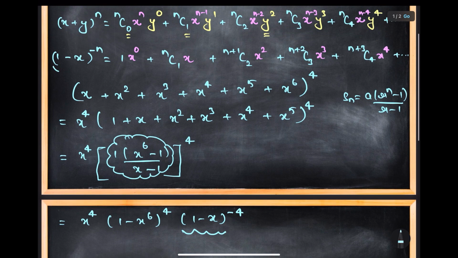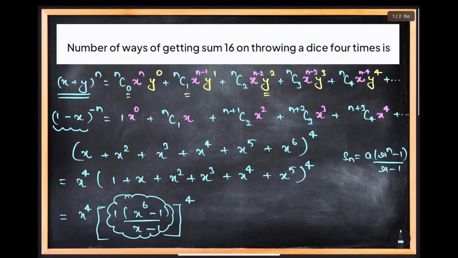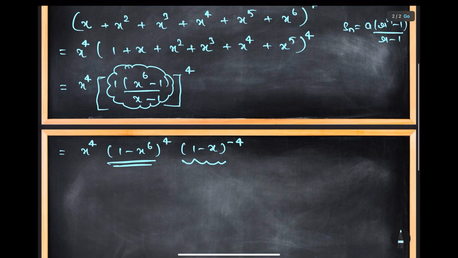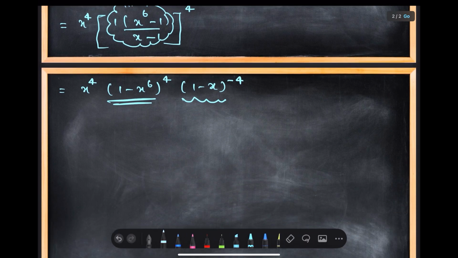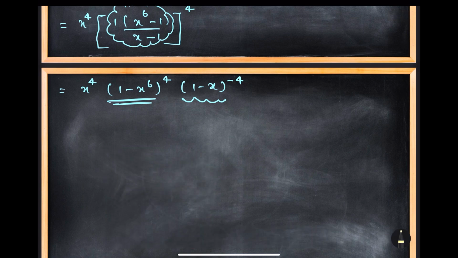This person is looking like this, and this person is looking like this. So now we can find out the answer. The idea is we have to find the sum to be 16. So what we will do is find the coefficient of x power 16. The coefficient of x power 16 will be the answer.